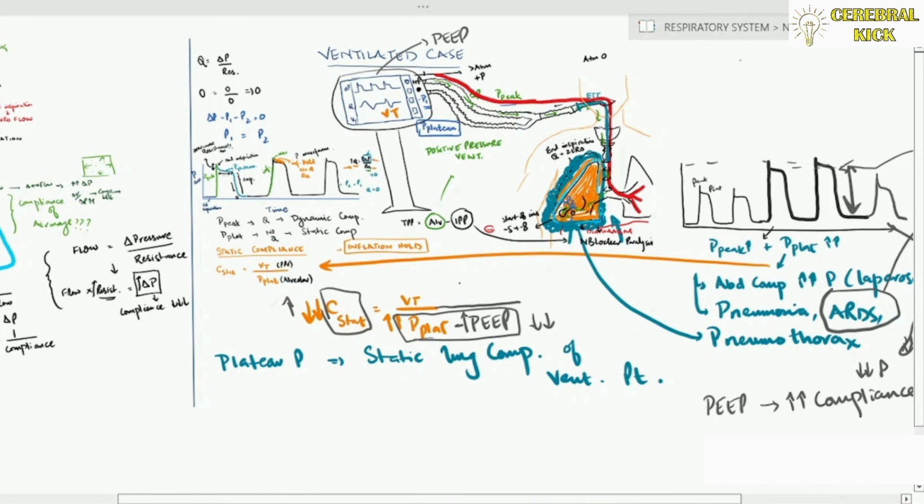This is all for today. I think we have been able to understand the basic concept of compliance and how to apply that concept through various diseases in a spontaneously breathing or a ventilated case.